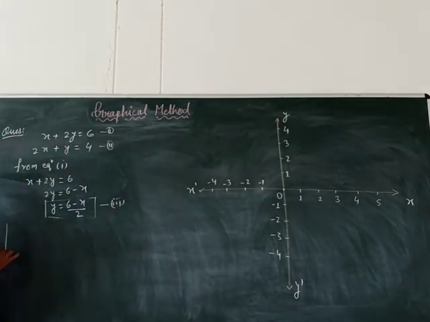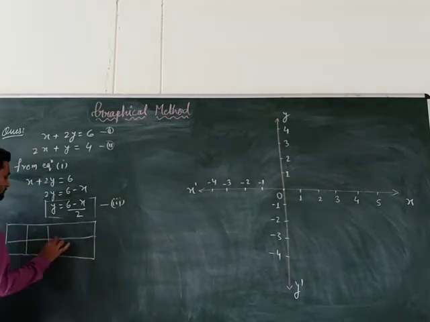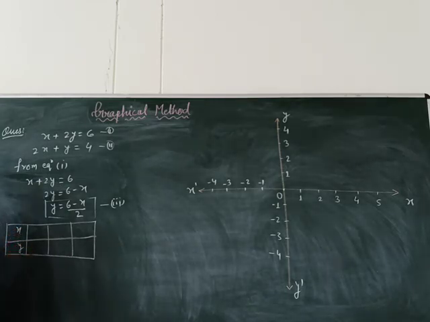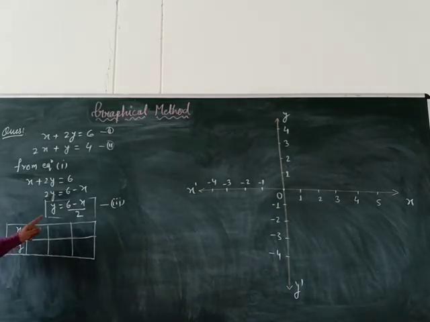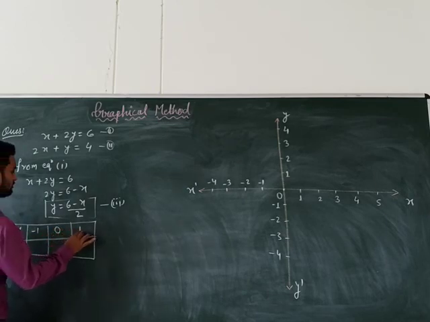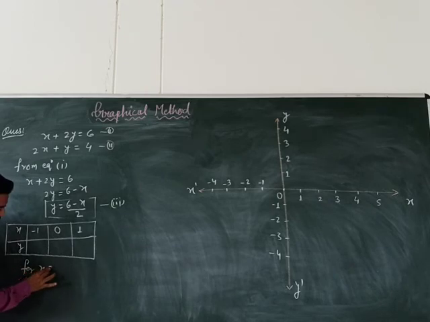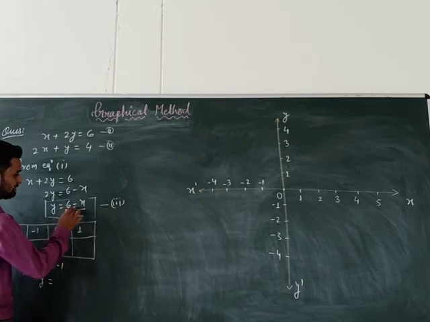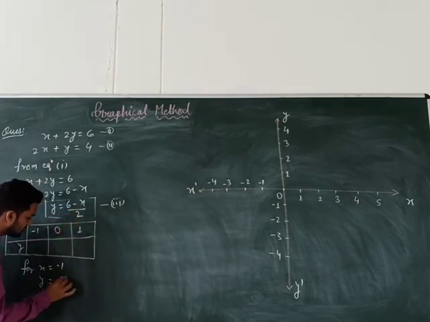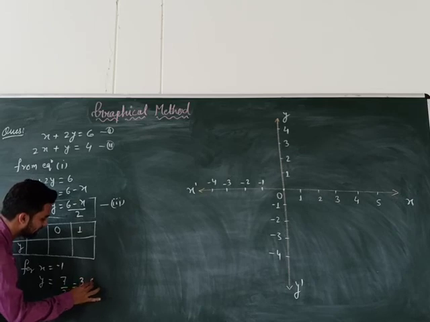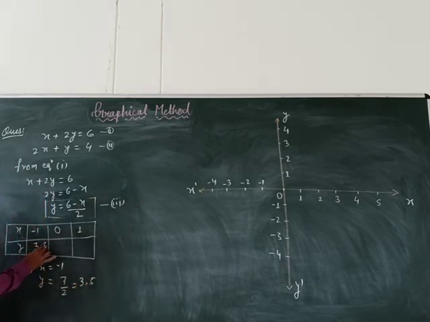Now we have to make one table. This is x and this is y. We have to take a value of x and put the value of x in equation third, then we will be getting the value of y. So suppose I am taking minus 1, 0 and 1, and we have to solve and show also. So for x equal to minus 1, y will be, suppose I am putting minus 1 here, 6 minus minus 1, plus, will be 7 by 2, that is 3.5. So this is coming 3.5.